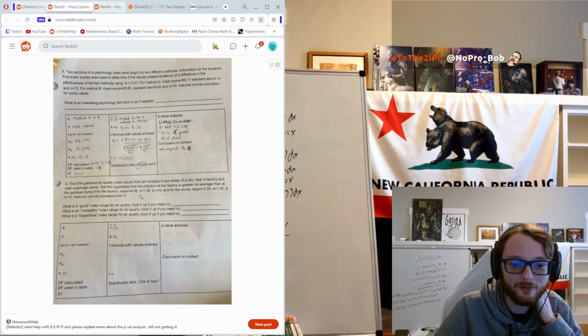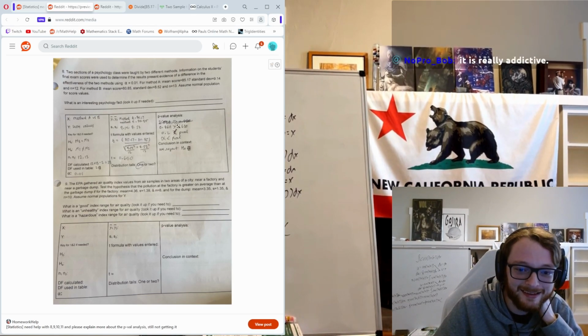Oh wait, so here... Oh god, they're mixing their terminology. Mean score, just mean, standard deviation, S. God, I hate whoever made this worksheet. And what is assumed normal populations for Y?